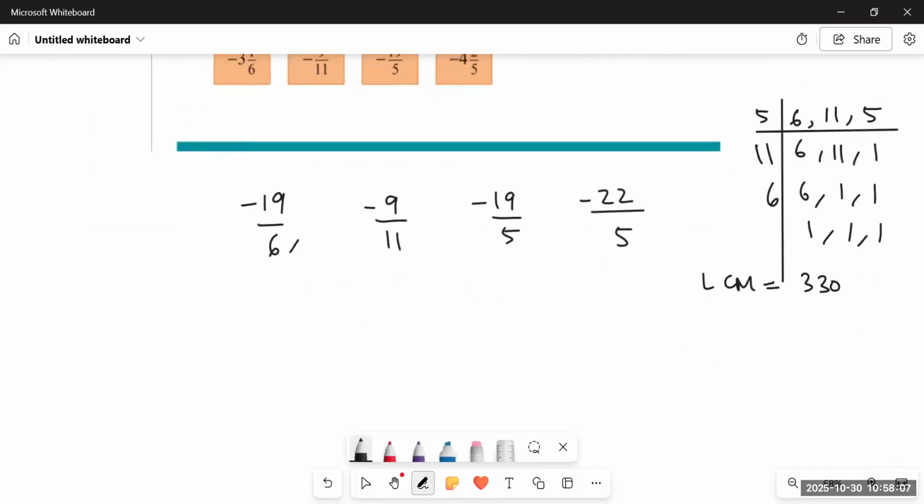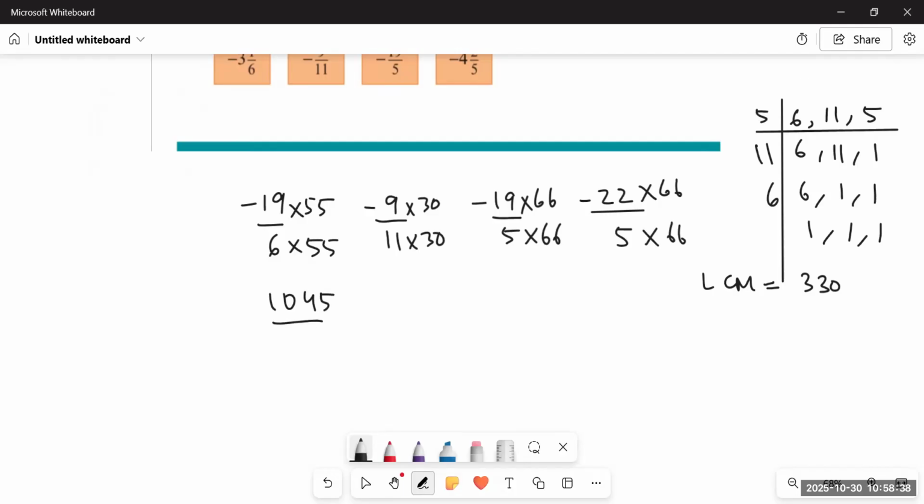Let's multiply 6 by 11 5s are 55. Minus 9 over 11 by 5 6s are 30. And minus 19 over 5 by 6 11s are 66. Okay, so when we multiply minus 19 with 55, the answer would be minus 1045 over 330. 9 3s are 27, so this one becomes minus 270 over 330. It means it is bigger than the previous one.